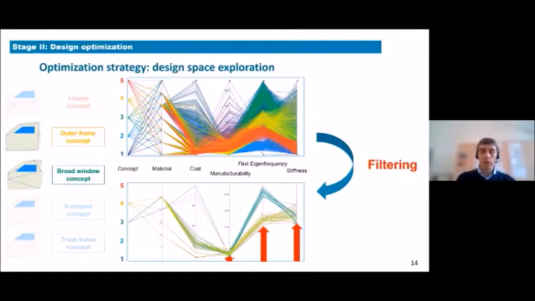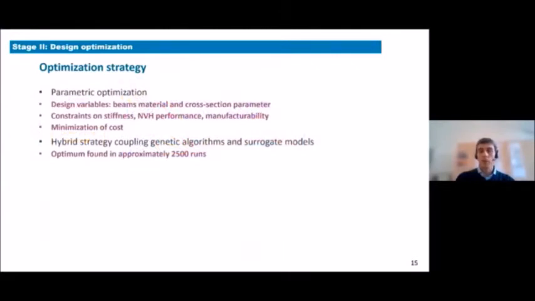So for each of these 2 concepts, an optimization strategy has been run targeting the minimization of cost. The design variables that we are adopting for this stage are the same as the ones used during the DOE. So material, beams and cross-section parameters, and the constraints that have been applied are related to NVH performance, stiffness, and manufacturability index. In terms of optimization algorithm, we adopt a hybrid strategy that couples genetic algorithms together with a surrogate model to find the optimum in an efficient way, entailing the least possible number of function evaluations.